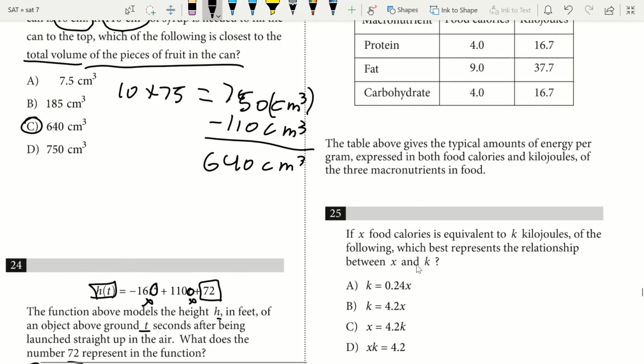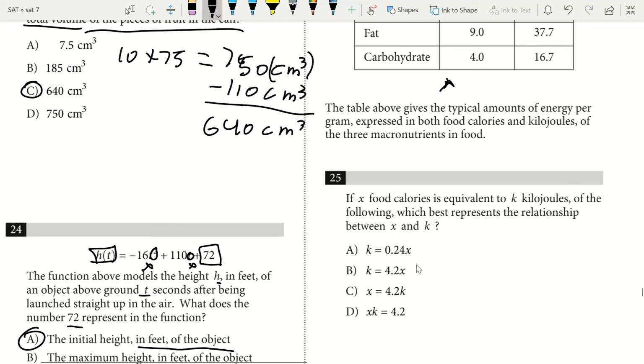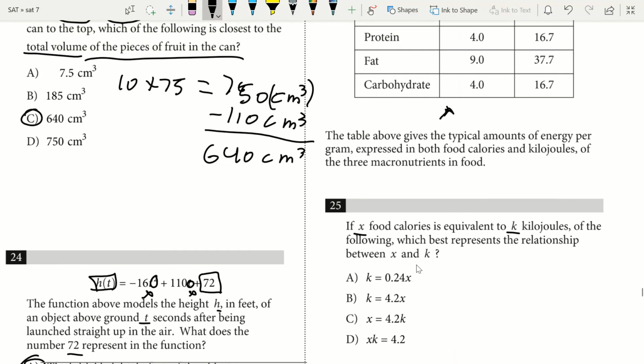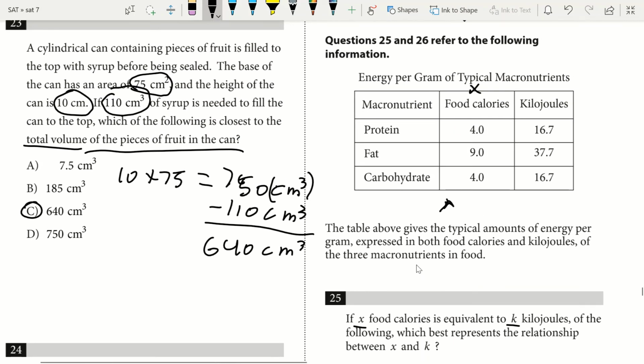All right, so question 25, it's referring to this up here. I'm going to read it. If x food calories is equivalent to k kilojoules, which of the following best represents the relationship between x and k? I'm going to put x here and k here so I know. Just looking at this, I see 4 times about 4 is 16. 9 times about 4 is 36, 37, right? And then 4 times just about 4 will give me, once again, that 16.